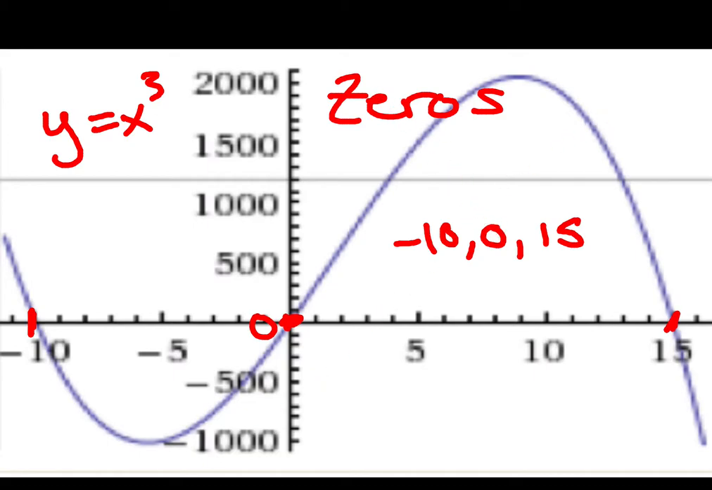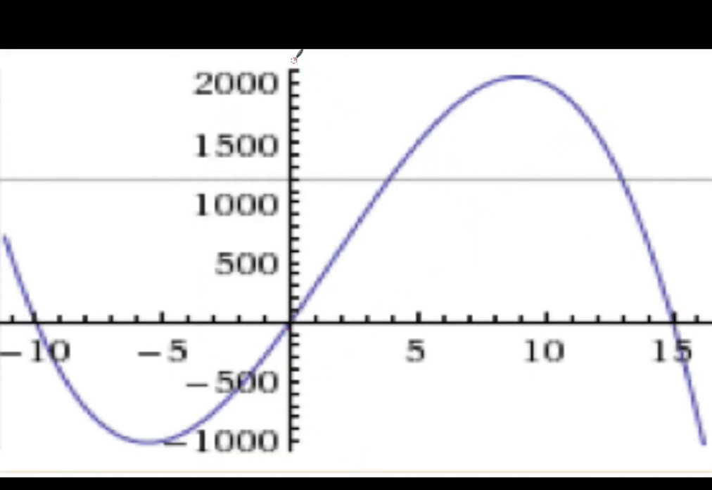That's one key value. Another thing is the y-intercept. Where does this cross the y-axis? So the zeros is where it crosses the x-axis. The y-intercept is here in this case at the origin. The y-intercept is at the point 0, 0.